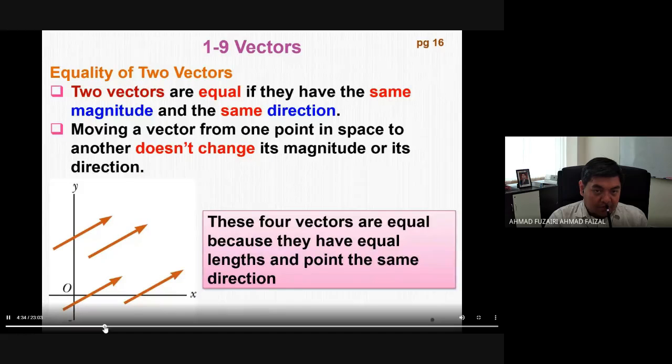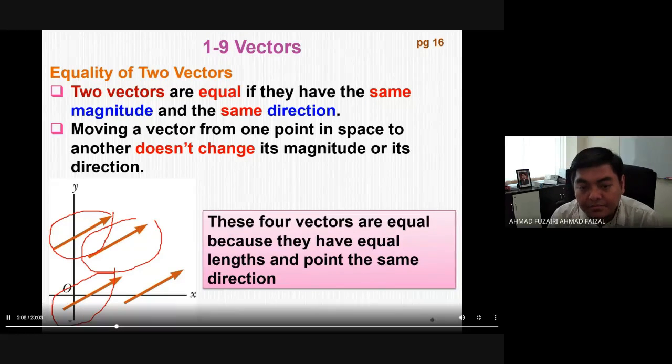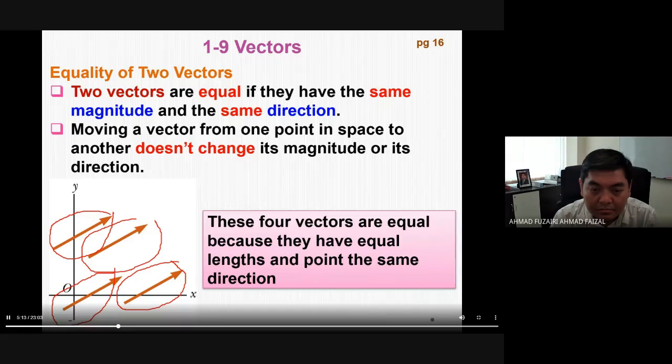Two vectors are equal if they have the same magnitude and the same direction. Moving a vector from one point in space to another doesn't change its magnitude or its direction. For example, here you have 4 vectors. These 4 vectors are equal because they have equal length and the same direction, even though they are in different locations.